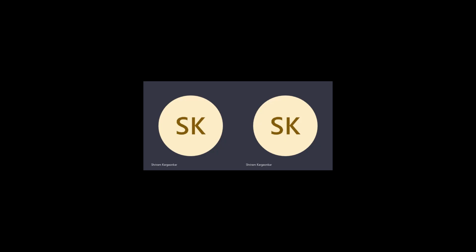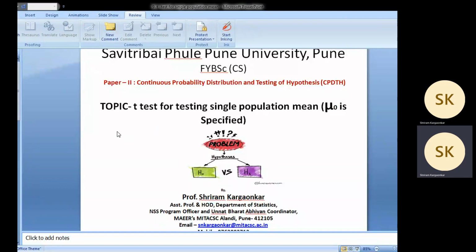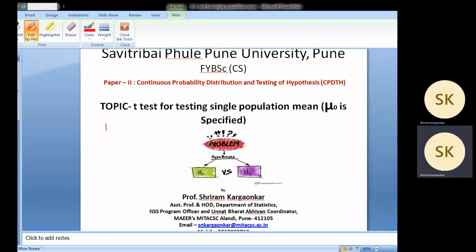Testing single population mean. Before starting this, let's have a background of this test. So far, we have studied the large sample test, which we use when the sample size is greater than 30. There were 4 large sample tests we have already studied.